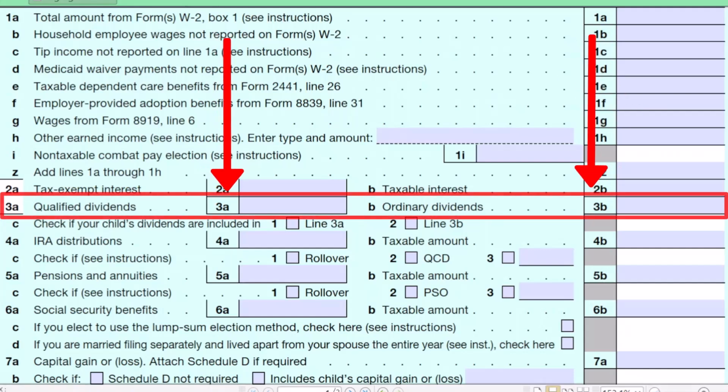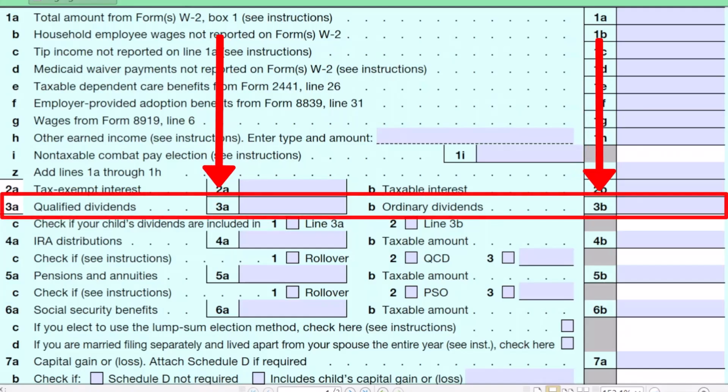While the full amount on Line 3B is included in your total income, the amount on Line 3A tells the system to apply a cheaper tax rate to that specific portion. This simple distinction can save you a significant amount of money on your final tax bill. It ensures your investments are taxed fairly based on how long you have held them.